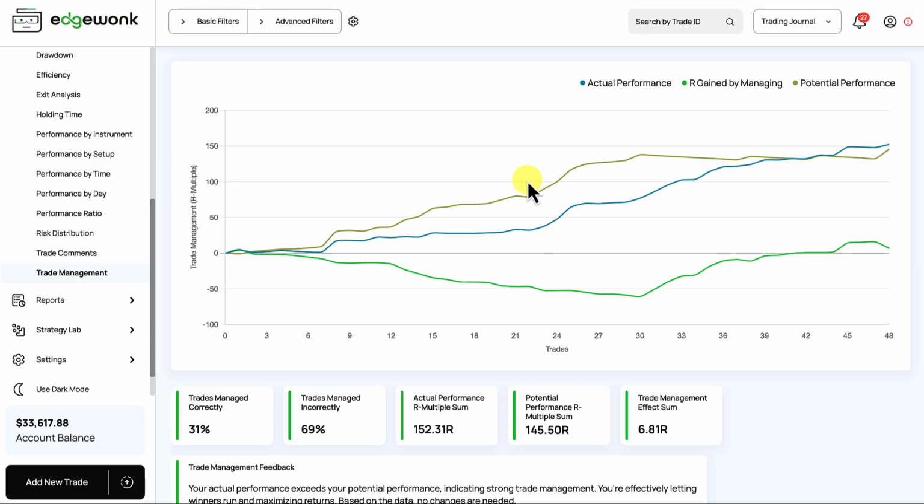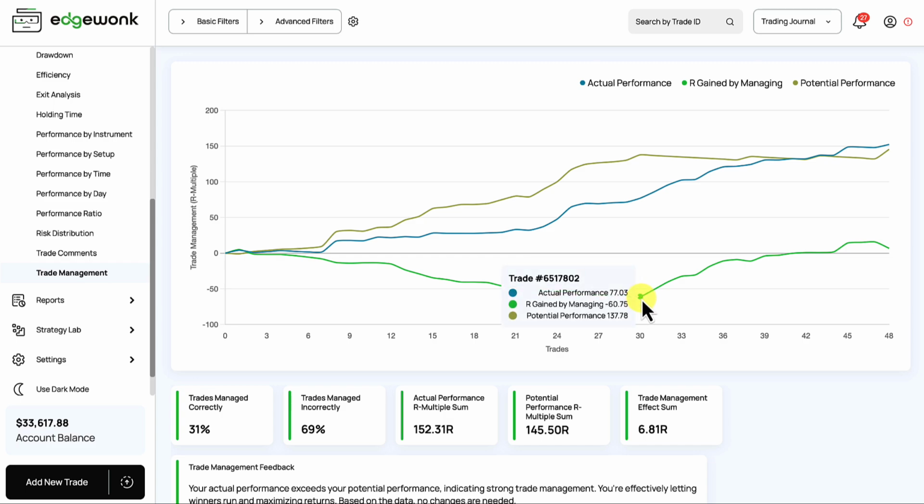The difference between the two graphs is here. In this case, it's called R gained by managing because it ends above the zero line. If this ends below the zero line, I will show you this in a moment, this will be called R lost by management. So this brighter green line is just the difference between it. It shows you how much R you are actually losing by mismanaging a trade.